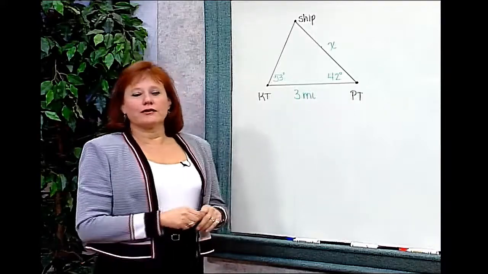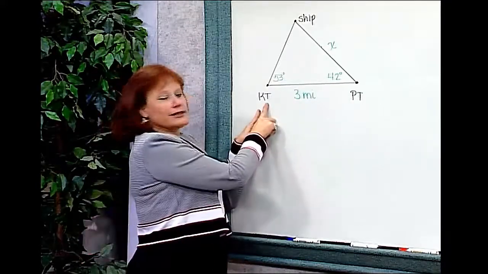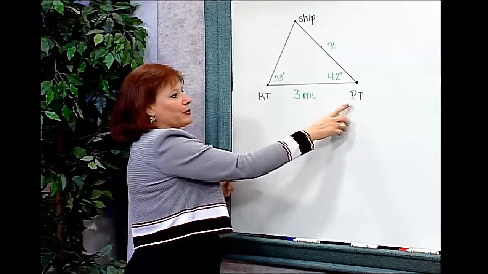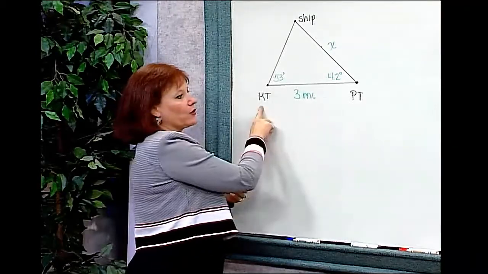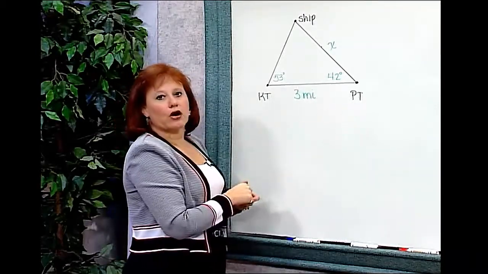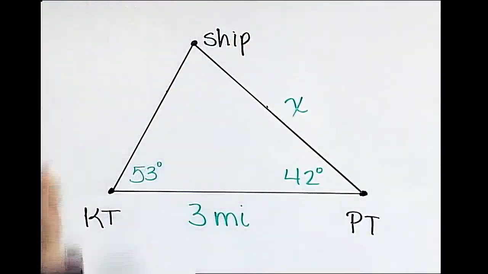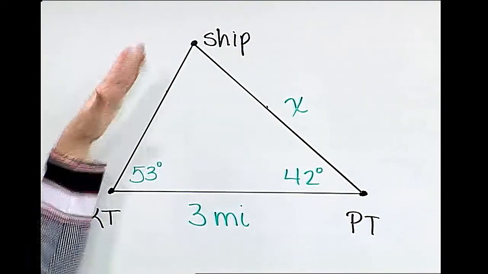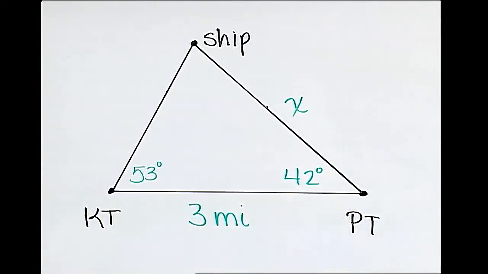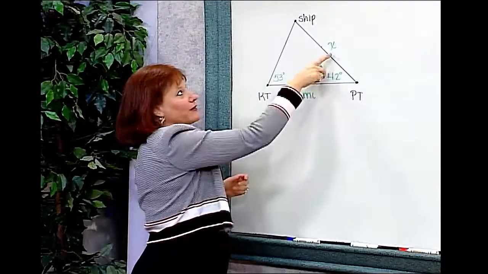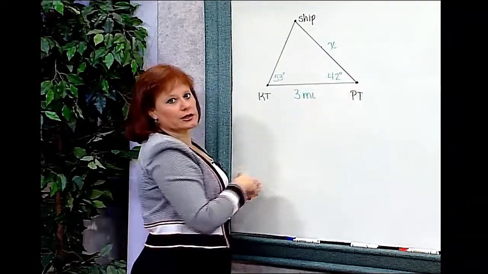We have an illustration of this problem on the board. KT stands for Kimberly's tower, and PT stands for Peter's tower, and we note that Kimberly's tower and Peter's tower are 3 miles apart. Kimberly sights a ship in the harbor, and she notes that the angle that her line of sight makes with her line of sight to Peter's tower is 53 degrees. At the same time, Peter notes that his line of sight to the ship makes a 42-degree angle with his line of sight to Kimberly's tower. And we want to find the distance from the ship to Peter's tower.